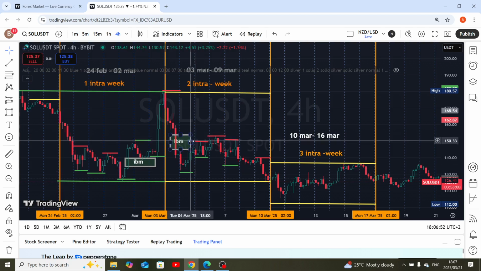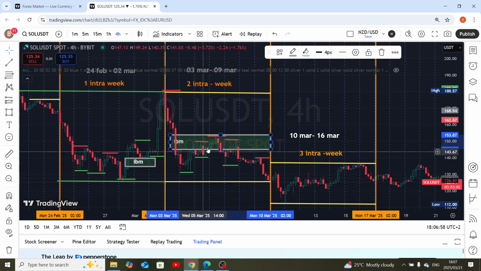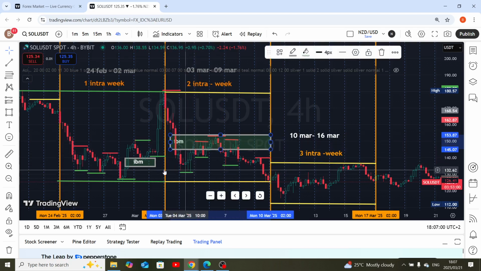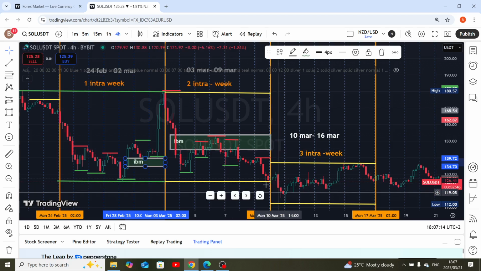So here there was an order block. Look at this imbalance. Look at this imbalance. The market came and retested this zone and came down. Look at this imbalance here. The market went up, came on this imbalance zone. The market went bullish. The market broke this imbalance and came back on that imbalance zone and then went back down. So you can see that.